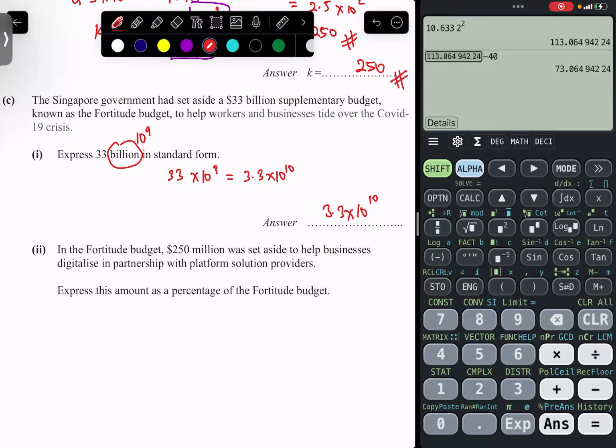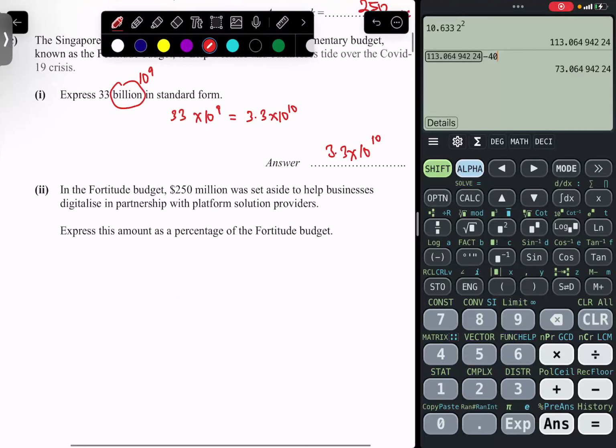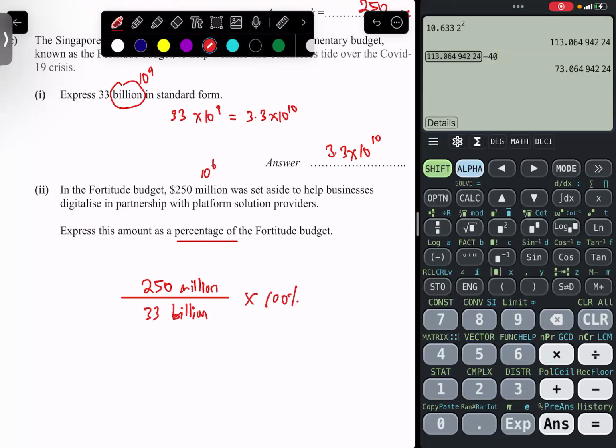In the Fortitude Budget, 250 million was set aside to help businesses digitalize in partnership with platform solution providers. Express this amount as a percentage of the Fortitude Budget. Million is 10 to the power of 6. As a percentage of, meaning 250 million is to be expressed against 33 billion as a percentage. So that is 250 times 10 power 6 over 33 times 10 power 9.